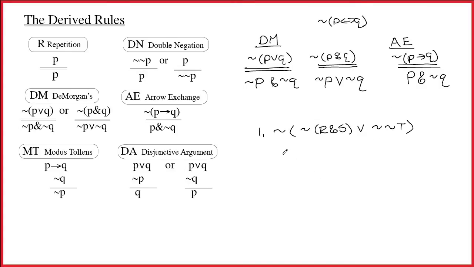The answer is definitely yes. The tilde is the main connective. And what's the main connective on the inside? It's a wedge, so we're doing the first version of DeMorgan's. The rule says switch the connective and then distribute the tilde.